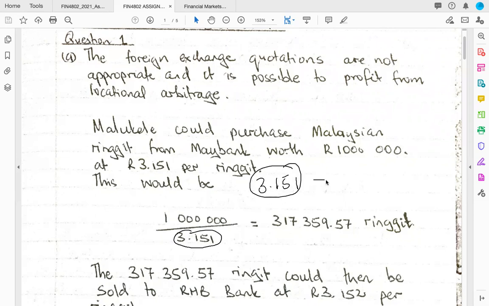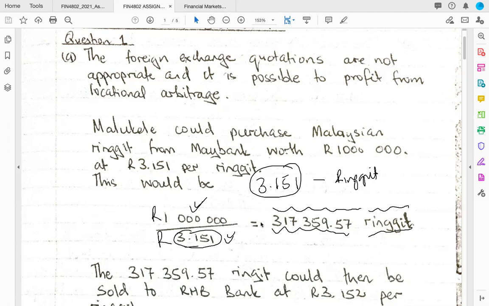This is the price for each ringgit. So how many ringgits can you get if you have 1 million rand? Each ringgit is costing 3.151 rand. You simply take 1 million, which is the amount of money you have, divided by the cost per each ringgit, and then you get the total amount of ringgits you can buy.